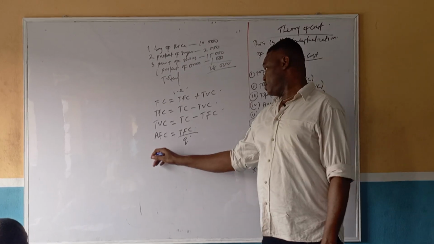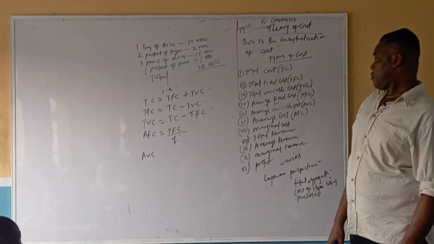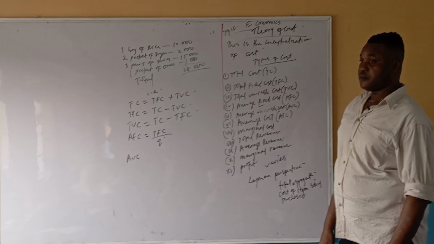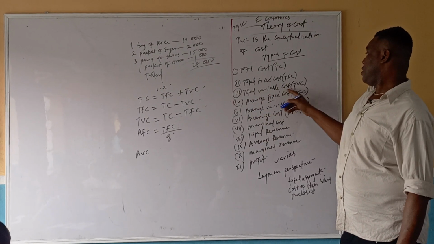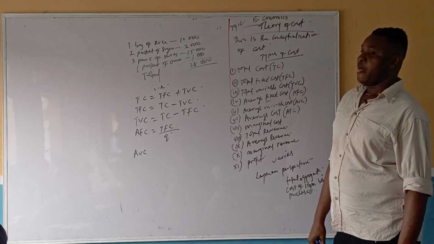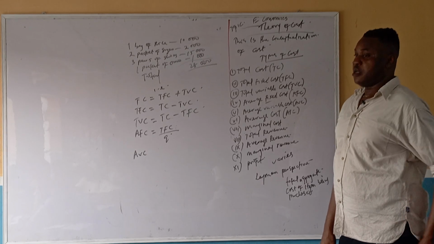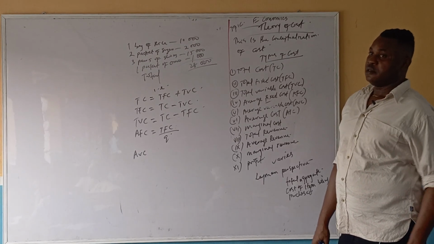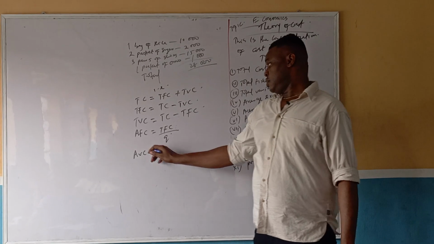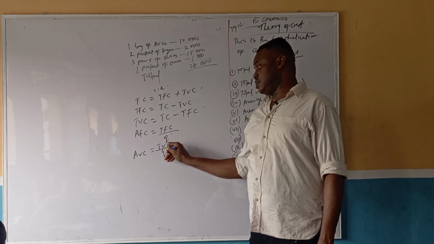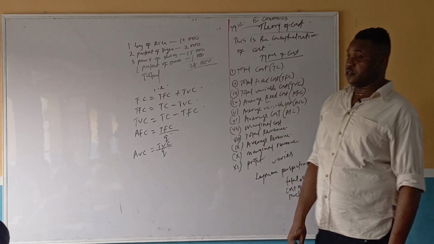Next, average variable cost. This is the average cost per total variable cost. It is also defined as the total variable cost divided by the quantity. It is also defined as the total variable cost divided by what? By the quantity.